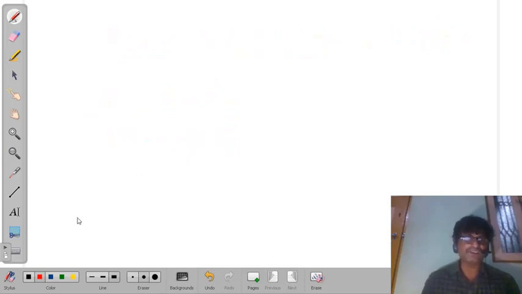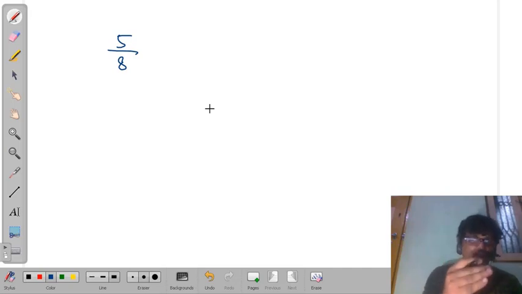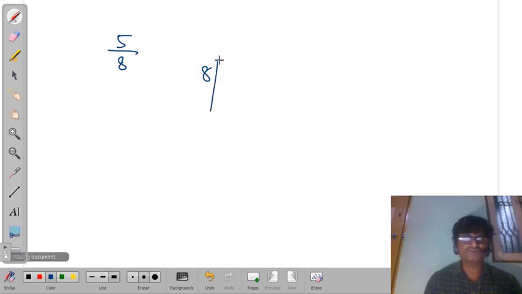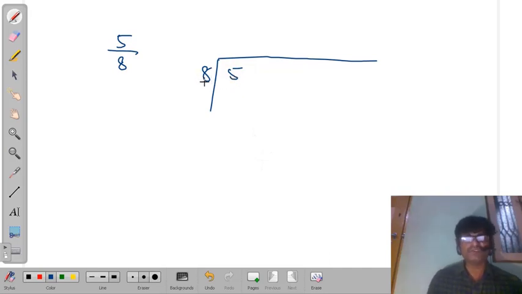Let me take one example first, like 5 by 8. To convert this into decimal form, we have to divide 5 by 8. So let me do that. 8 we have, and I am dividing 5. Actually 5 will not go, that means 5 will not be divided directly by 8. So what we take is you take 0 point here and you put 0 here.